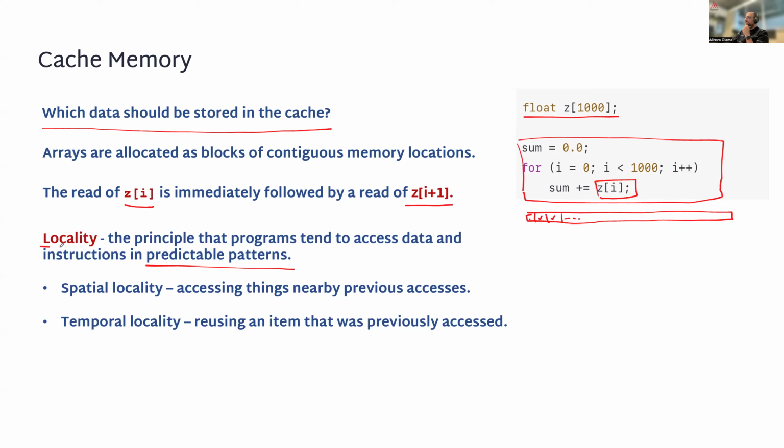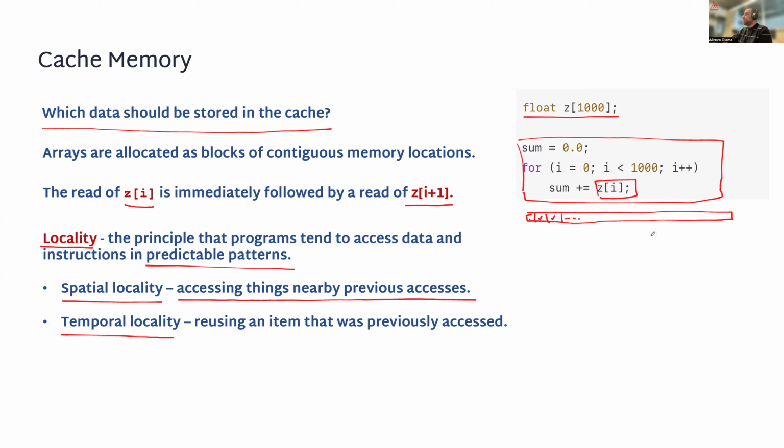So this concept is called locality. Basically, locality is the idea that our programs access data in predictable patterns. And you have two sorts of locality: spatial locality and temporal locality. Spatial locality refers to the fact that we access things near previous accesses. So it means that if you get Z1, for example, you are likely to get Z2, Z3, and nearby elements, right? And temporal locality is about reusability.